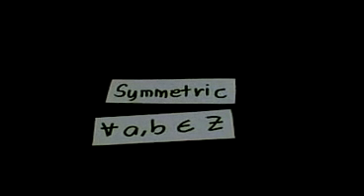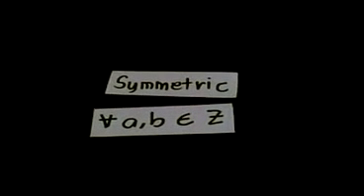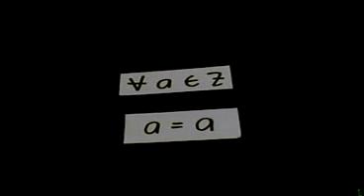In the symmetric property, for any A and B which are elements of the set of integers, if B is equal to A, then A should also be equal to B. Last is the reflexive property. The reflexive property simply says that for any A which is an element of the set of integers, A should also be equal to A because any number should be equal to itself.